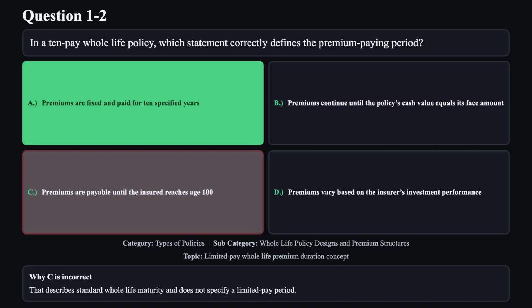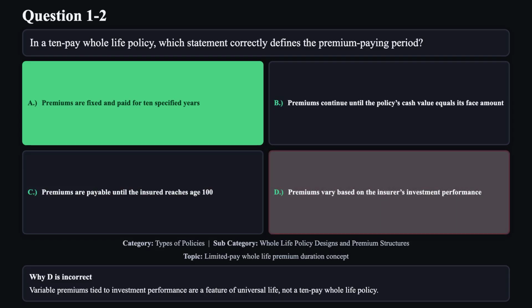Reason C is not correct. That describes standard whole life maturity and does not specify a limited pay period. Reason D is not correct. Variable premiums tied to investment performance are a feature of universal life, not a 10-pay whole life policy.